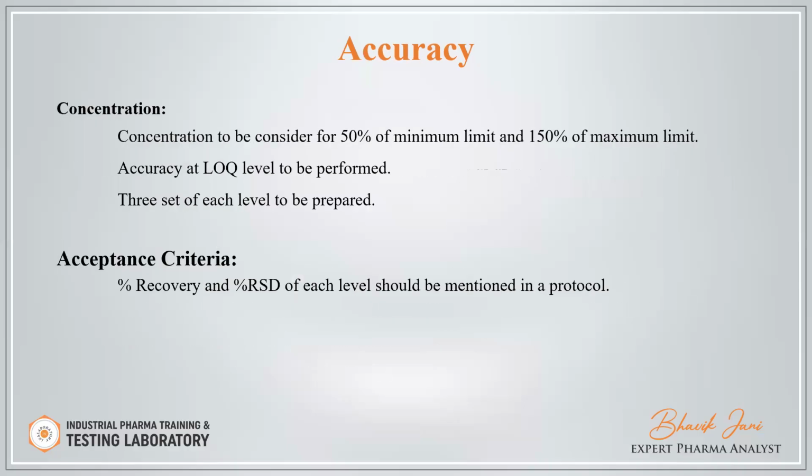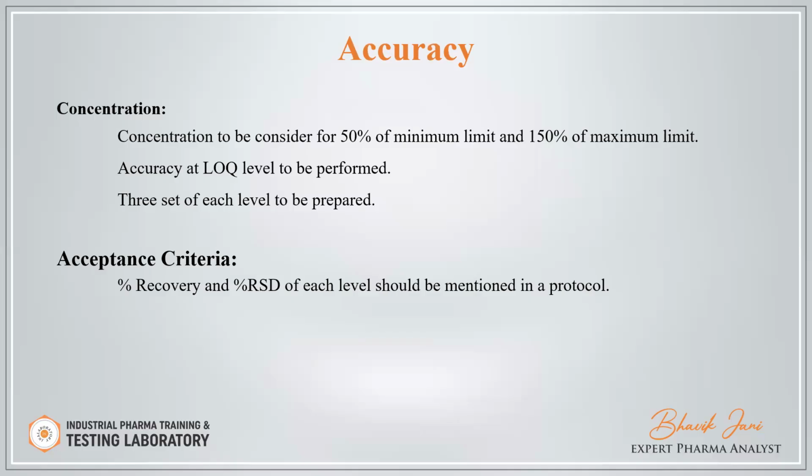The concentration to be considered is 50% of the minimum limit and 150% of the maximum limit. The minimum limit means, in your finished product, the impurity limit might be 0.1 percent. So you have to calculate 50% of the 0.1 percent, and your stability specification limit might be 0.2 percent. Then you have to consider 150% of the 0.2 percent. That's why I mentioned 50% of the minimum limit and 150% of the maximum limit.